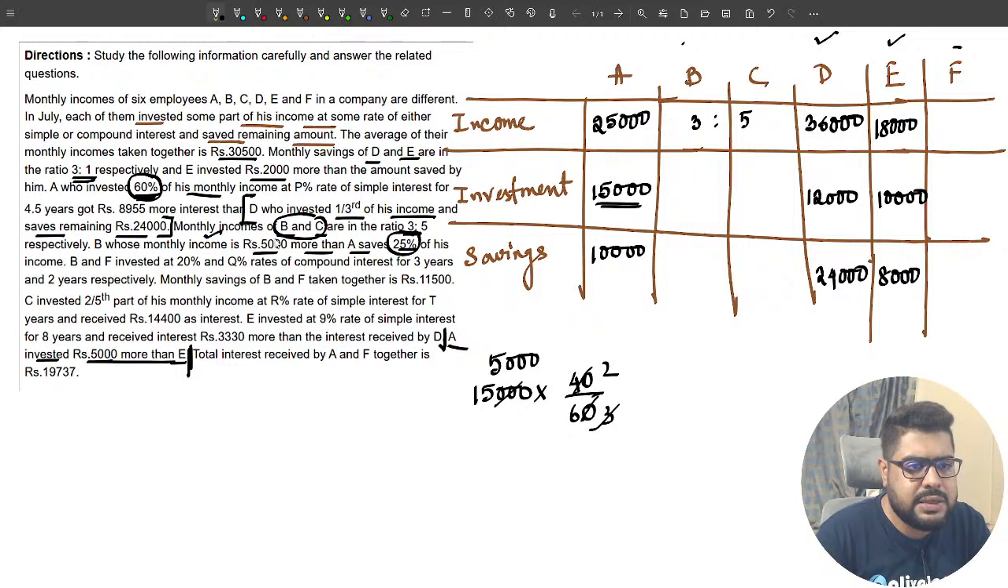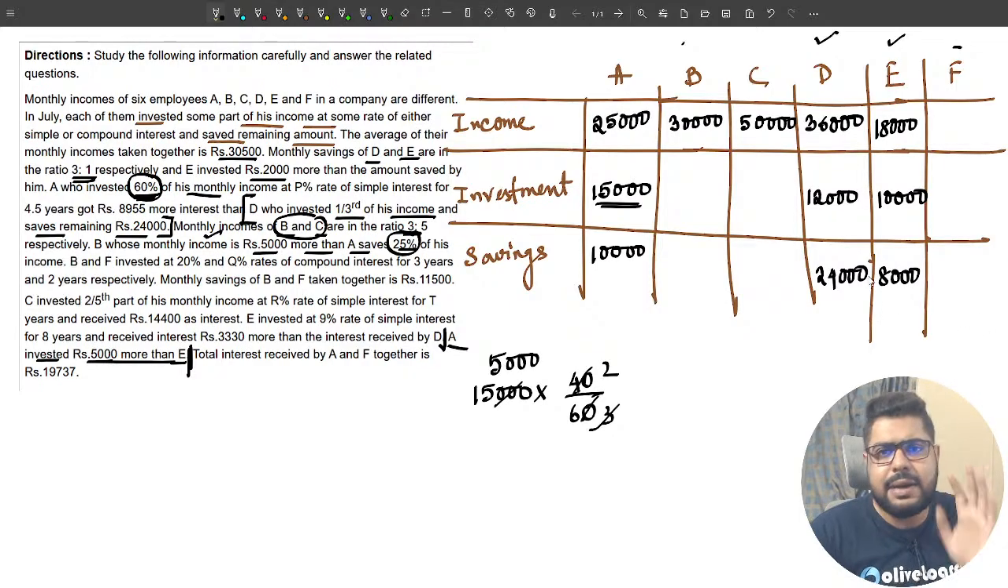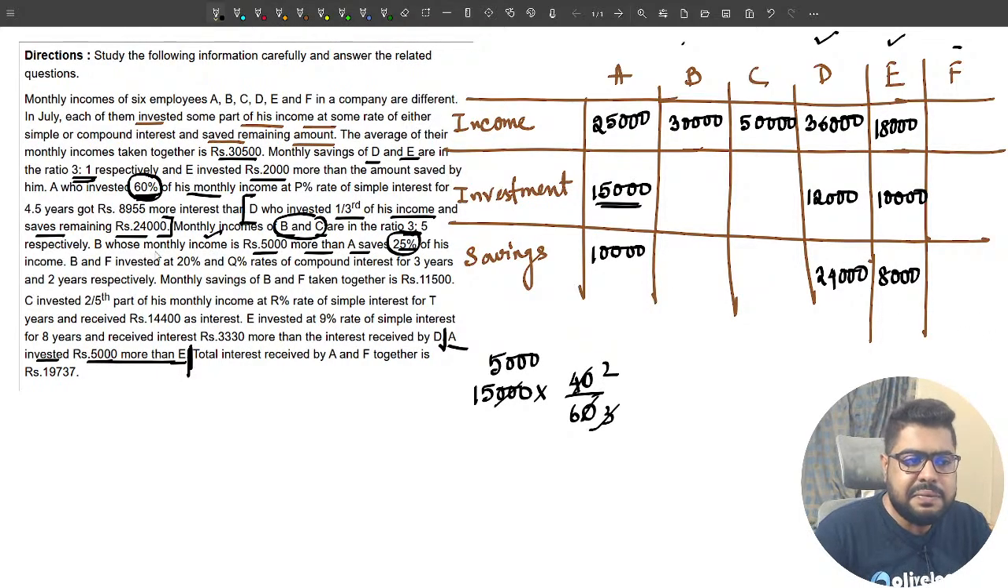One second. Okay, B whose monthly income is 5,000 more than, oh it's done, sir, 5,000 more than this means the income is 30,000. That is 3 parts. So 5 parts is this, that will be sir 50,000. Look, slowly, sir, we are getting to everything. But again the data is given in a complicated manner, it will take time, sir. Now B and F invested, we'll see that later, sir. Monthly savings of B and F I don't know, not needed for now, sir.